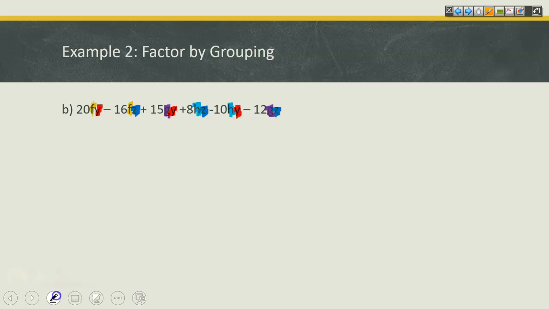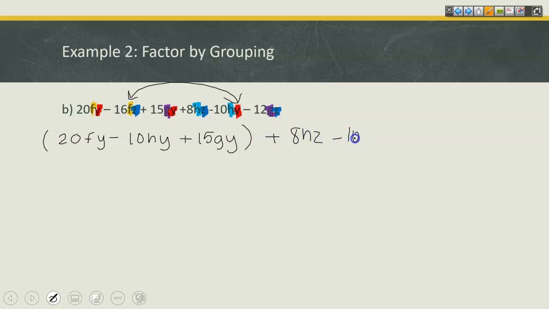What I'm going to do is flip the y and the z term here. And I'm going to group the first 3 to all have y's and the last 3 to all have z. So you have 20fy minus 10hy plus 15gy plus 8hz minus 16fz minus 12gz.